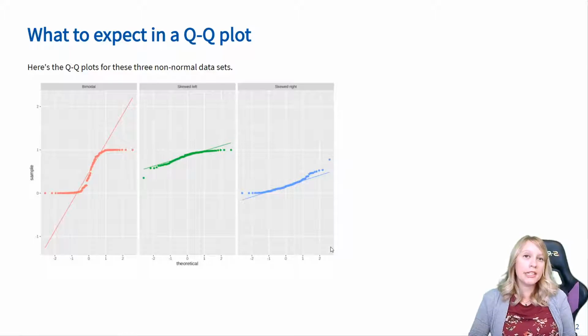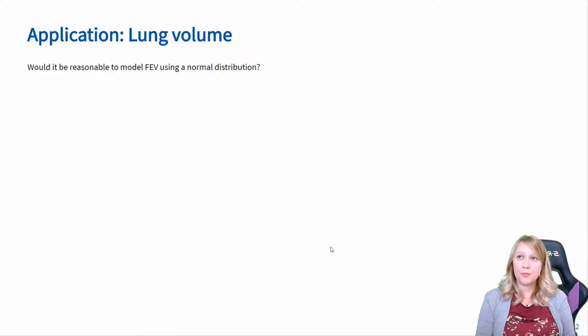We're looking at this from a bird's eye view, so think about what this would look like if you stood at the other side of the room and looked at the plot. We're looking for obvious deviations here. Okay, so let's go back to this forced expiratory volume situation. Is the normal model going to be reasonable? Well, we can look at a QQ plot.